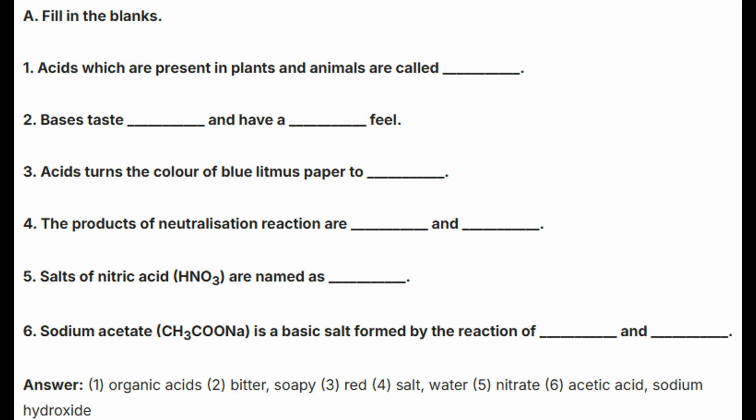Third, acid turns the color of blue litmus paper to red. Fourth, the products of neutralization reaction are salt and water. Fifth, salts of nitric acid, HNO3, are named as nitrate. Sixth, sodium acetate, CH3COONa, is a basic salt formed by the reaction of sodium hydroxide.